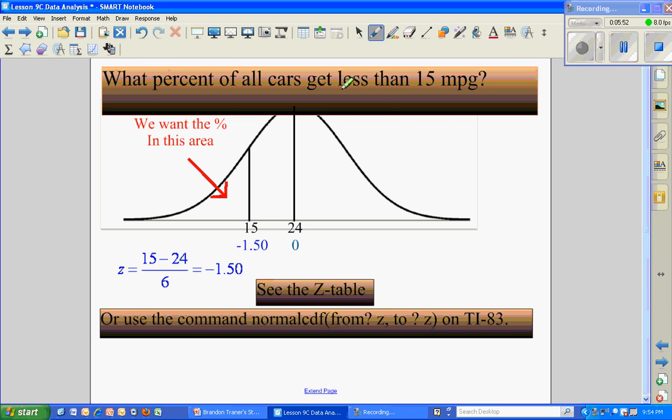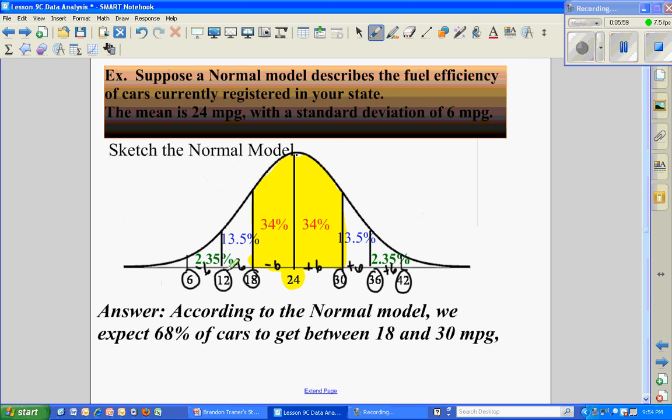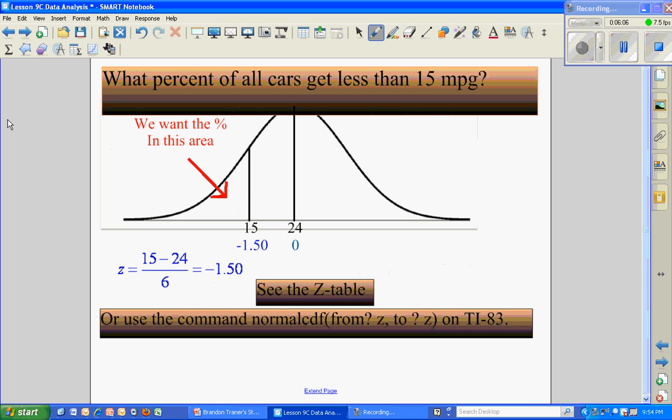So what percent of all cars get less than 15? Well, the problem is, if you remember, 15 wasn't one of those numbers. 12 and 18 were. So how are you going to figure out 15? That's where your z-score is going to come in. 15 is the data you want, minus the mean, divided by the standard deviation, gives you a z-score of negative 1.5. You can either use your z-table or your calculator.